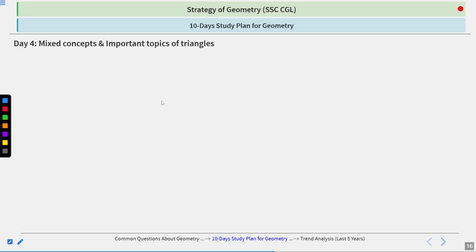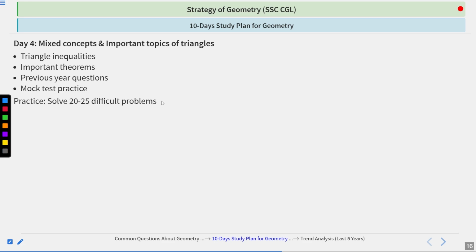On day 4, mixed concepts and important topics of triangles. Now, triangle inequalities, important theorems related to triangles, previous year questions, mock test practice, and solve a minimum of 20 to 25 difficult level problems which are asked in previous year papers in the SSC CGL exam.